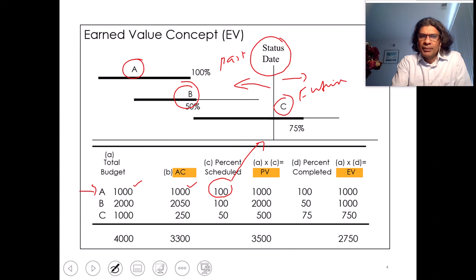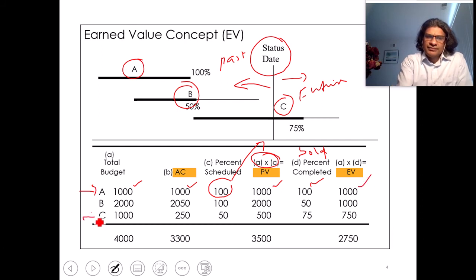Now you multiply A into C to get the planned value: the total budget into what percentage is supposed to be done, that is $1,000. Percentage complete, again the data given by boldness. So the bold line shows that A is 100%. Then the earned value is the budget multiplied by actual percentage completed, $1,000. Similarly, let's take a look at C. Skip the B, we can just follow.